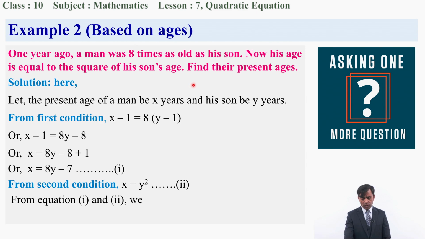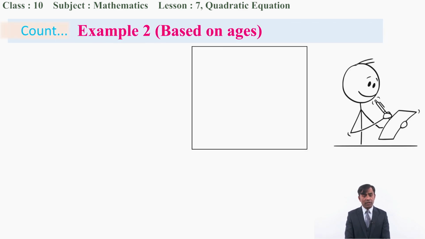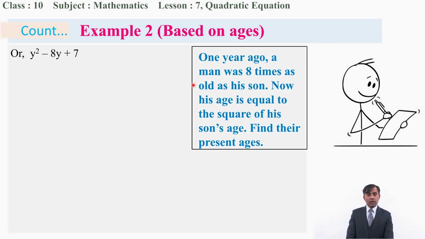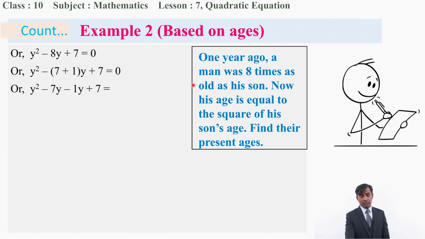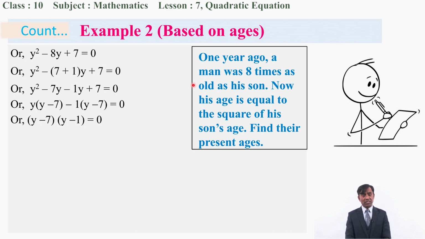From equation 1 and 2, what can we write? 8y minus 7 is equal to y square, or y square is equal to 8y minus 7. Then again we got a quadratic equation: y square minus 8y plus 7 is equal to 0. You know how to solve a quadratic equation by any method. Just find the value of y by solving the quadratic equation. Here, the two factors are y minus 7 and y minus 1, and their product is equal to 0. We are doing it by the factorization method. Even you can solve it by any other method.